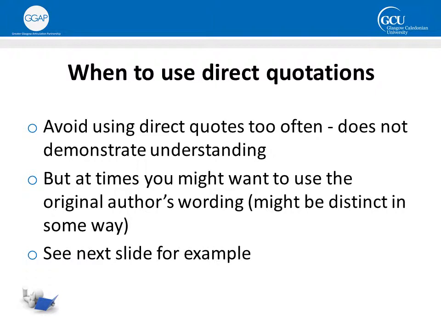Okay, so now we know that you can include an author's idea in your writing by using a direct quotation or by paraphrasing, but which one's best? Well, if you're new to academic writing, you'll probably be quite tempted to use direct quotes because that's probably quite a bit easier than paraphrasing. But direct quotes shouldn't be used too often, and that's because using direct quotes doesn't really demonstrate that you understand the point that the author's making. You'll impress your marker much more if you put the author's point into your own words. You should only really use quotes where you really want to capture the author's original wording, because maybe it's particularly clever or unique in some way. An example of this is shown in the next slide.